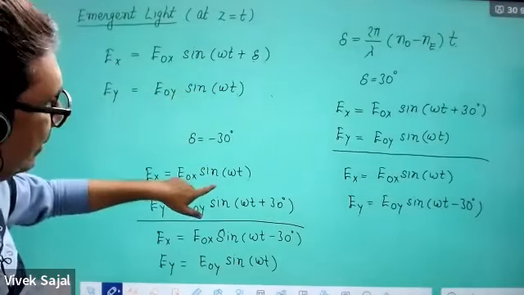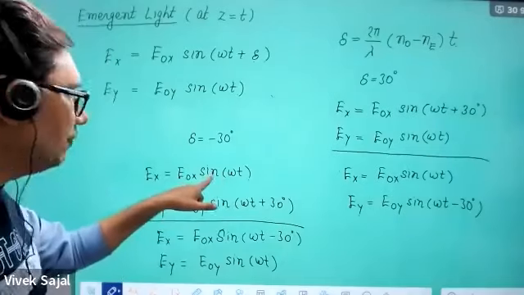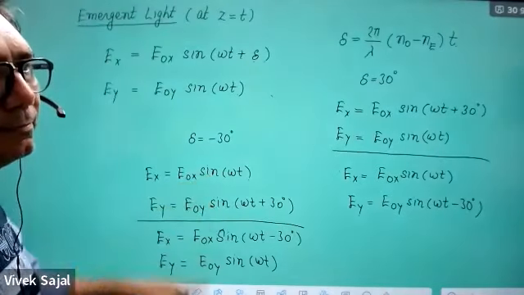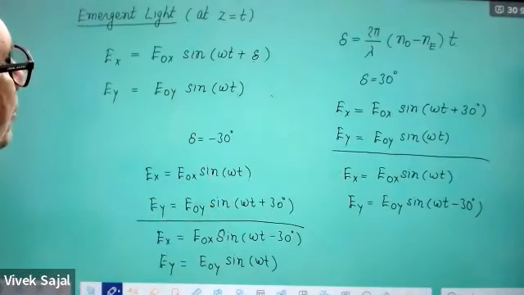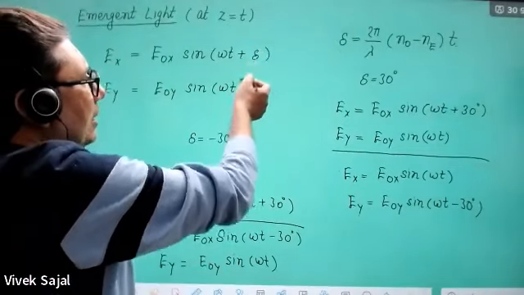In this case, this Ey is moving ahead and its phase is lagging for Ex. This is the meaning of this. So this is our choice: either we are introducing delta here or here.